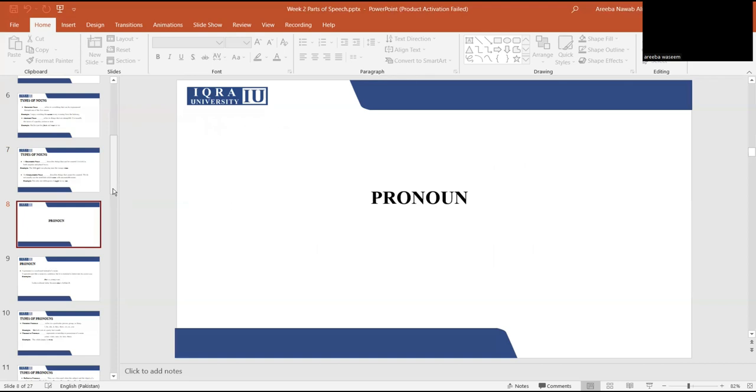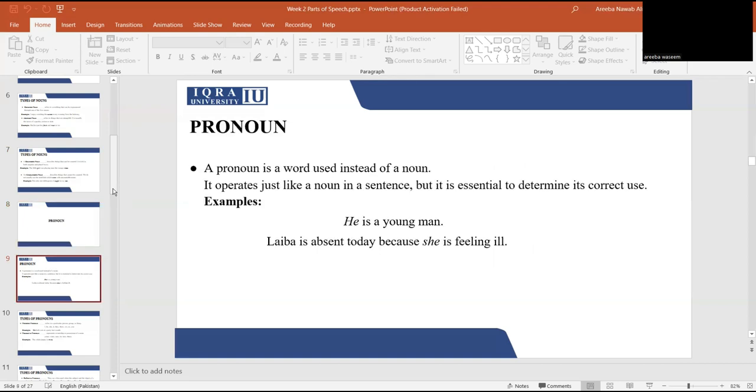The next part of speech is pronoun. Not this part of the noun. A pronoun is a word used instead of a noun. It operates just like a noun in the sentence, but it is essential to determine its correct use. So a pronoun is a word that we use instead of a noun. When we do not want to keep repeating a noun, we use a pronoun instead of it.